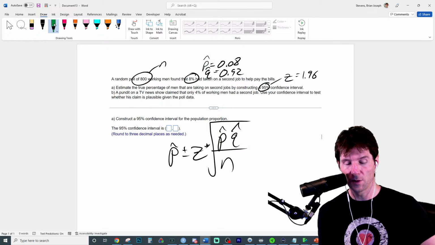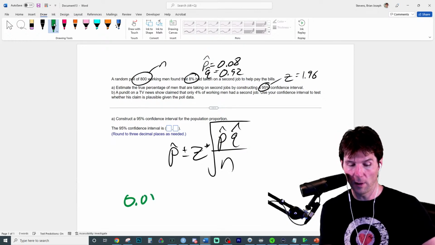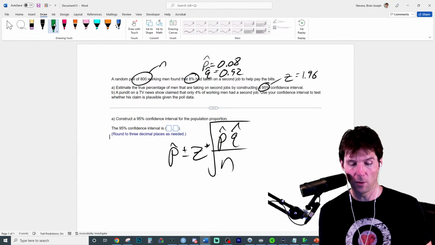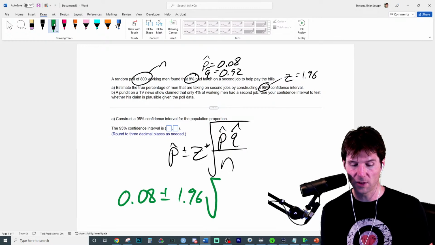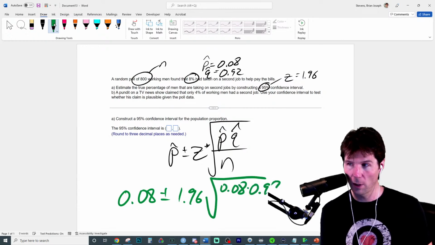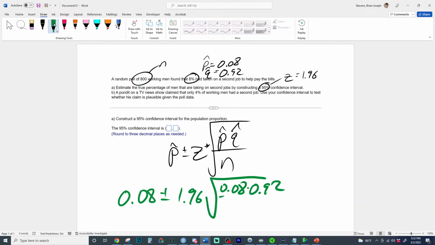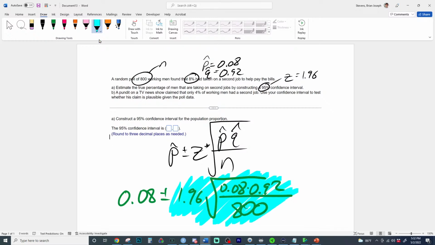I'm going to plug in those numbers. So we're going to go 0.08. My numbers look horrible. 0.08 plus or minus 1.96. If anyone wants to solve this with me, double check my math, that'd be great. I'm starting to go over here, and 800. Okay, this quantity over here is the margin of error. 100% suggests knowing that. That is the margin of error.